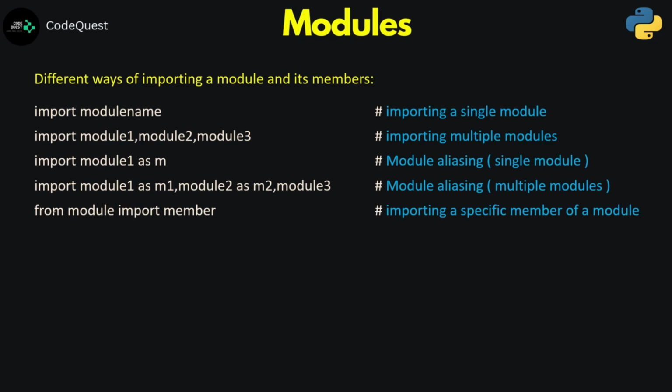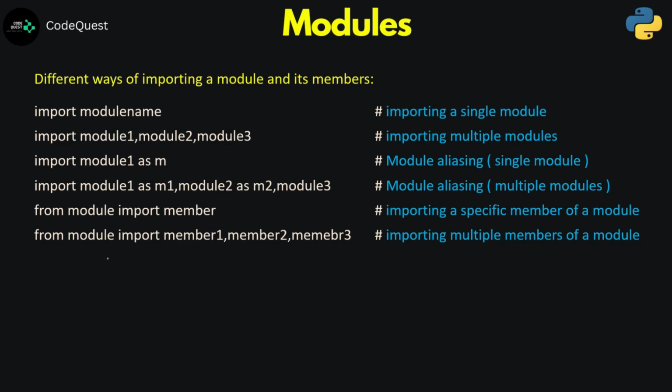Now, if you want a specific member of a module, like we've already seen this, from module name import that particular member. So a module may have multiple members, but you want only a particular member to be used in a particular program. Then you can write down that member name along with this import. Now if you want more than one member of a particular module to be imported, the syntax is from module name import, and you can make a list of all those members separated by commas.